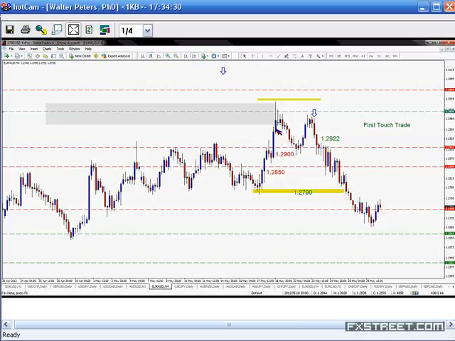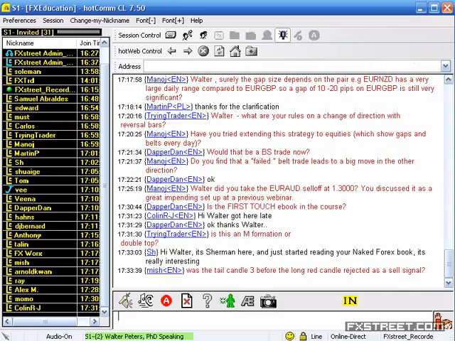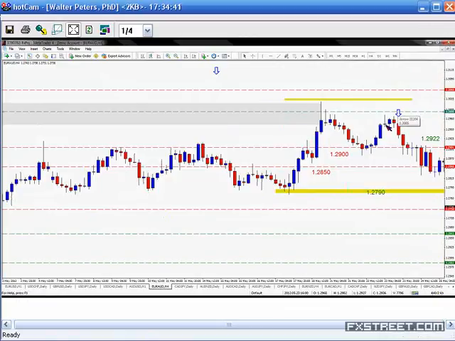Mish says, was the tail candle 3 before the long red candle rejected a sell signal? Okay, let's look at that, because that's a great question, Mish. Does everyone see Mish talking about this candle right here? I said that this bearish candle was the reversal, but an aggressive trader who doesn't mind taking a few more losses could have instead used this candle right here, which is a kangaroo tail. It's a kangaroo tail because the open and the close of the candle are in the bottom third. The open and the close of the candle are inside the previous candle's range. It's occurred right on a zone.